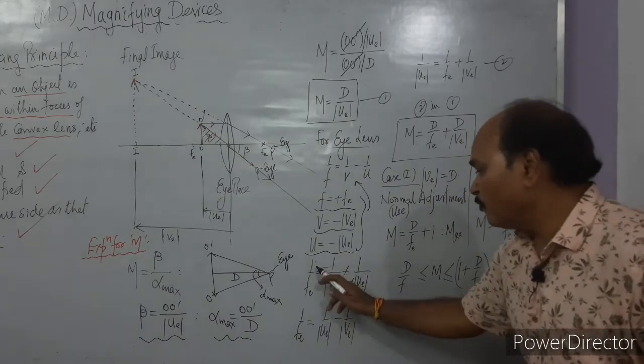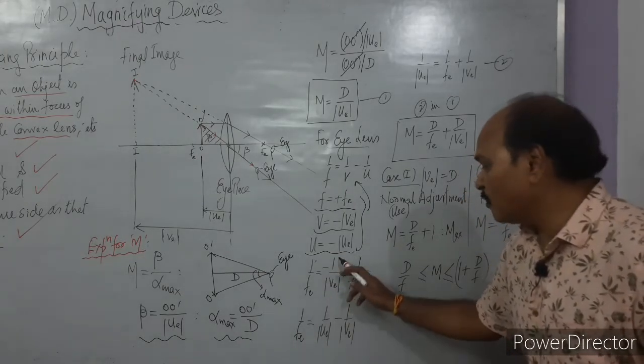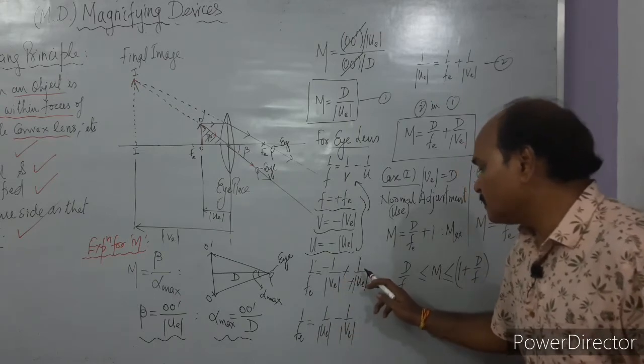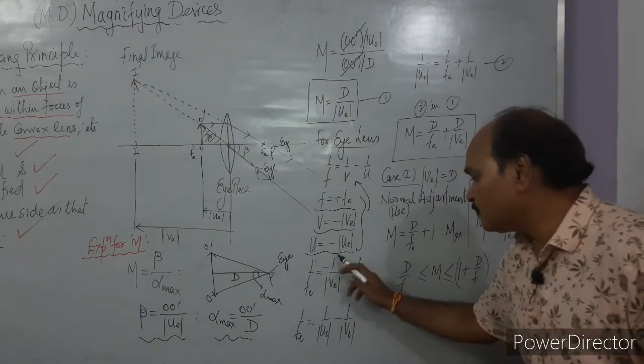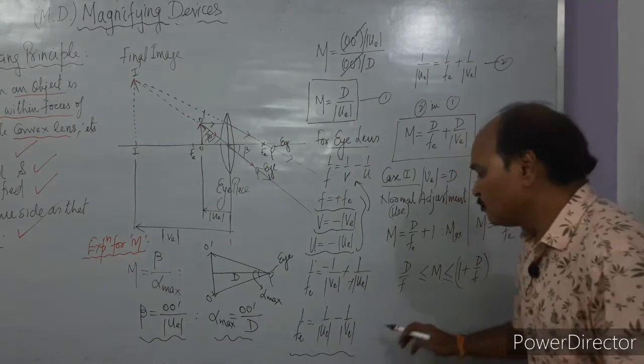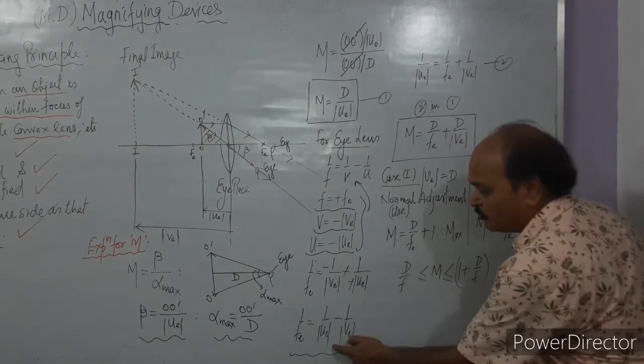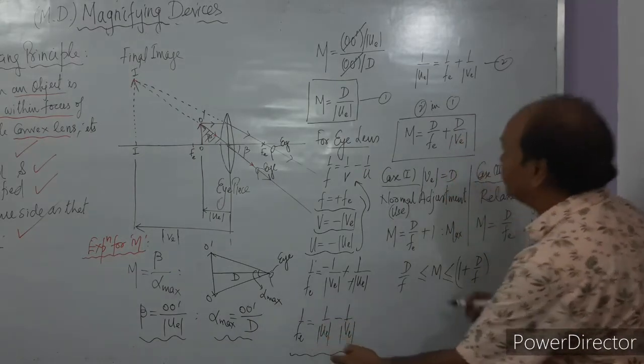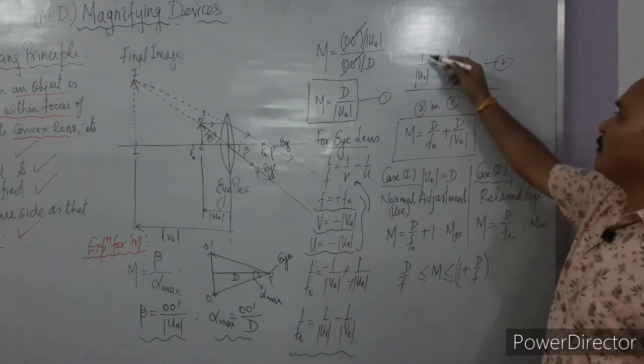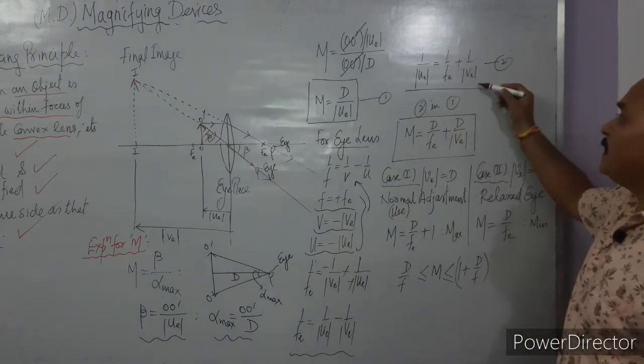And what do we get? 1 upon FE is equal to 1 upon VE plus 1 upon UE minus 1 upon VE. So what is 1 upon UE? 1 upon UE is going to be 1 upon FE plus 1 upon VE. Like this, 1 upon UE is 1 upon FE plus 1 upon VE.